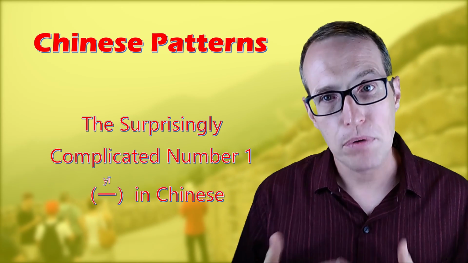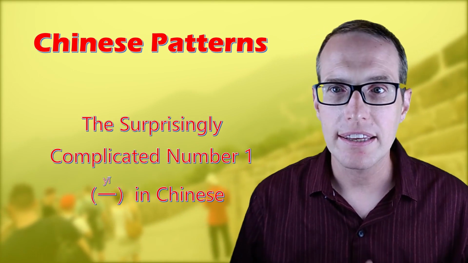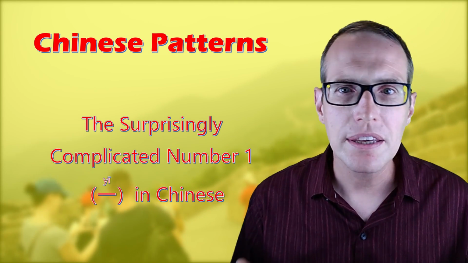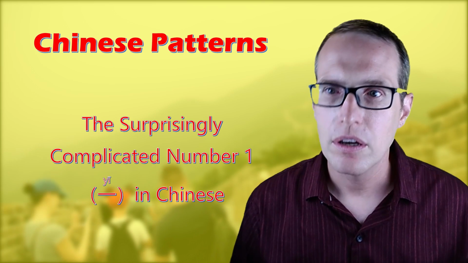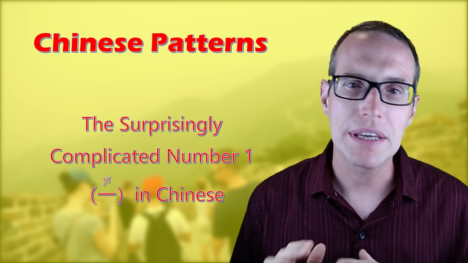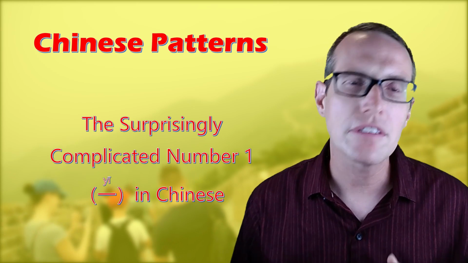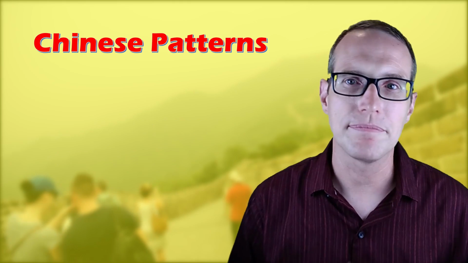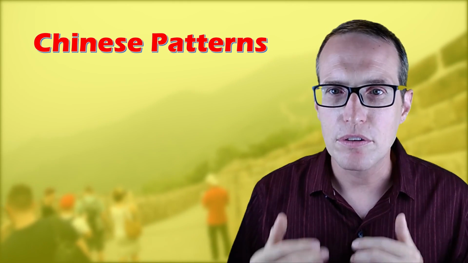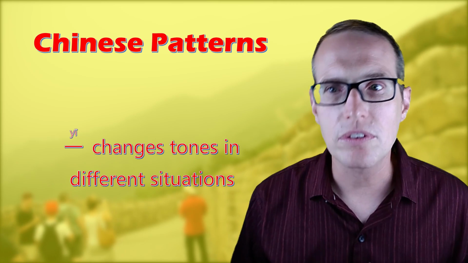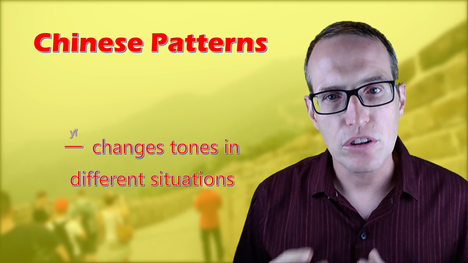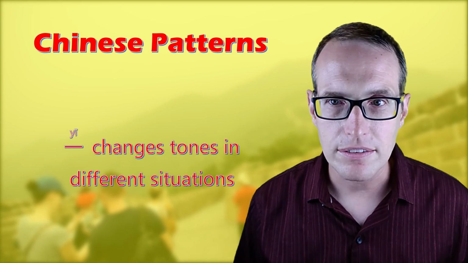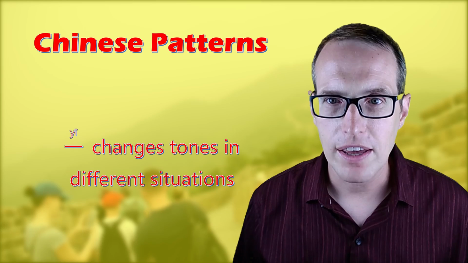Today we will look at the surprisingly complicated number 1, aka 一 in Chinese. I bet some of you are thinking, what can be so complicated about the number 1? Well, it actually is, but don't confuse being complicated with being difficult. It's just that there are a few rules you need to know to express 一, aka 1, correctly. Now, the main thing you need to know about 一 is that it changes tones in different situations. Right now is a good time to make sure you know the 4 tones, 5 if you count the neutral tone, in Chinese. Otherwise, this will not make a lot of sense.